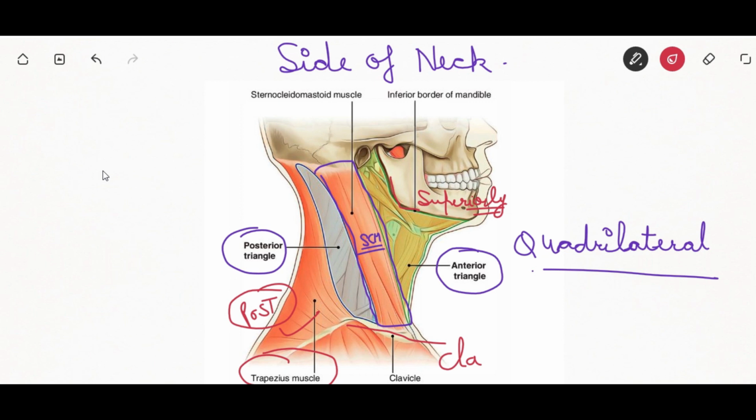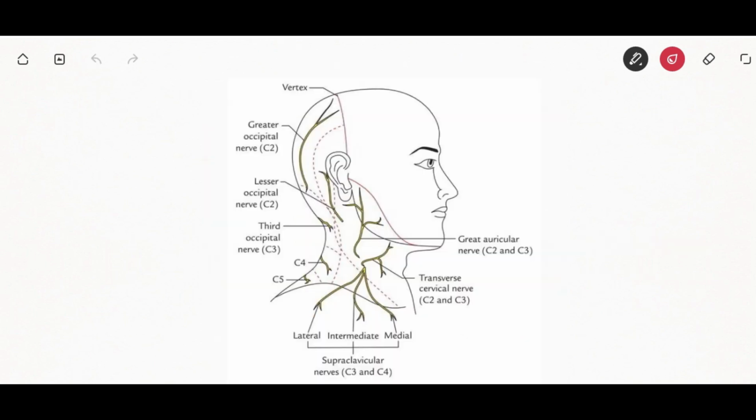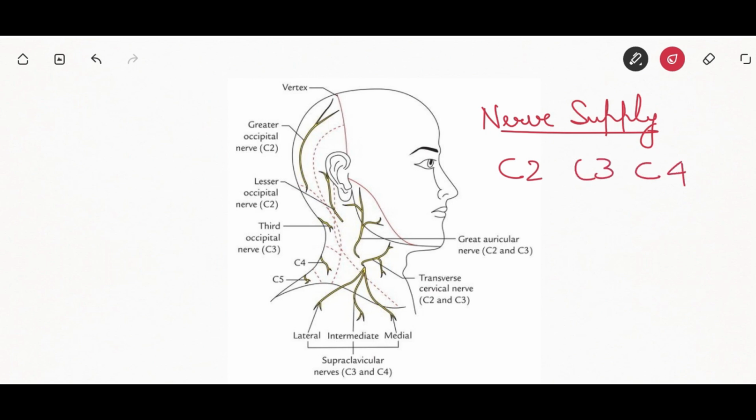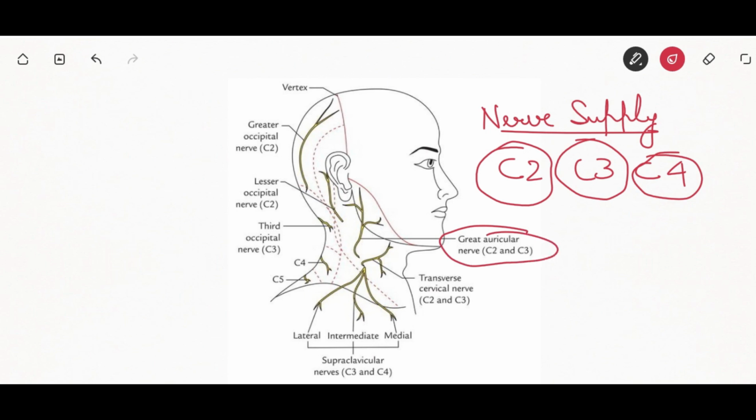What is the nerve supply of the skin of the neck? The skin of the neck is supplied by the second, third and fourth cervical nerves. The anterolateral part is supplied by anterior primary rami through the anterior cutaneous, greater auricular, lesser occipital and the supraclavicular nerves.